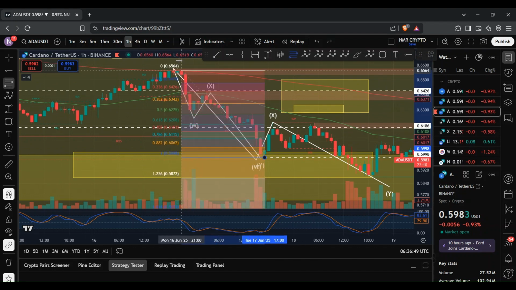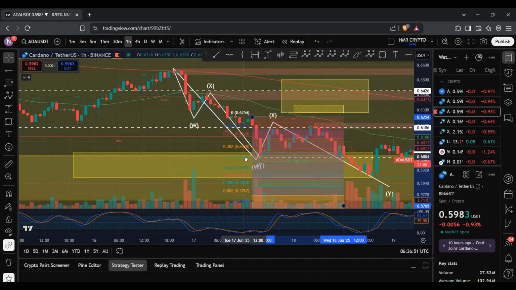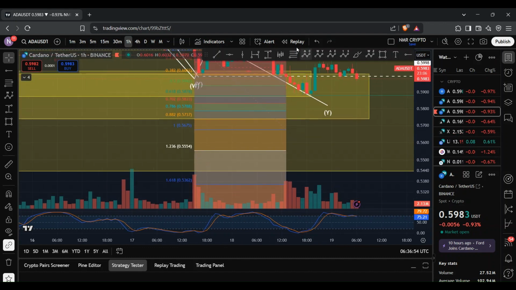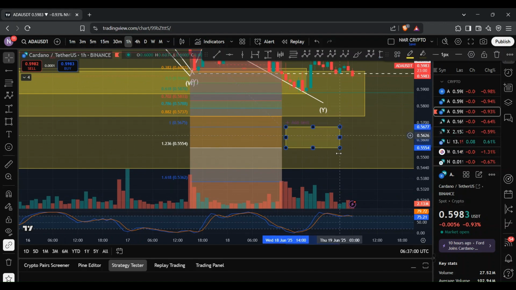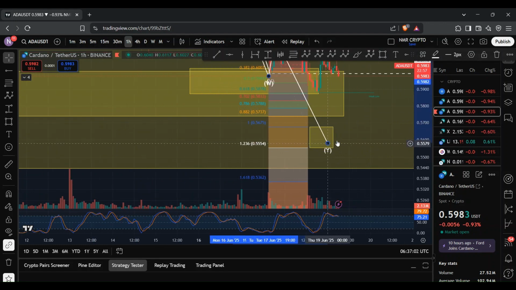So if I bring in the fib tool and bring that to over here, what we could see is ADA reach anywhere between 55.54 cents to 56.75 cents, so anywhere within this region here.